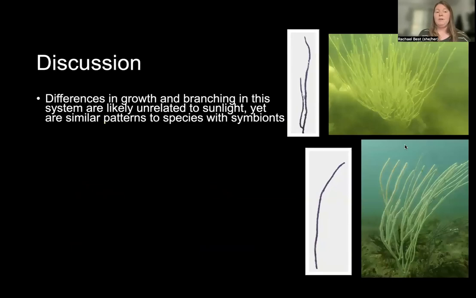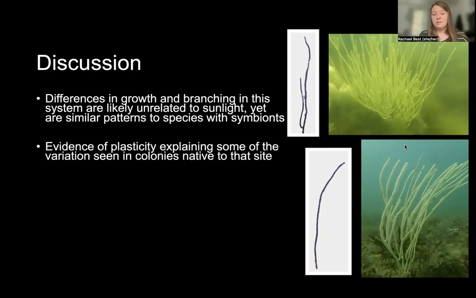So to wrap up, we see these differences in growth and branching in this system, yet with this species, they're likely unrelated to sunlight, even though they match some of the similar patterns that we're seeing in tropical mixotrophic species. We also see evidence of phenotypic plasticity that might be able to explain some of the naturally occurring variation in colonies on these reefs.